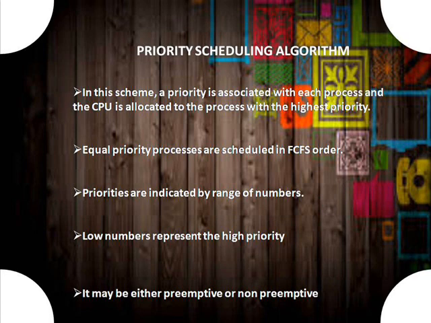Priority scheduling algorithm. In this scheme, a priority is associated with each process and the CPU is allocated to the process with the highest priority. Equal priority processes are scheduled in FCFS order. Priorities are indicated by a range of numbers. Low numbers represent high priority. It may be either preemptive or non-preemptive.